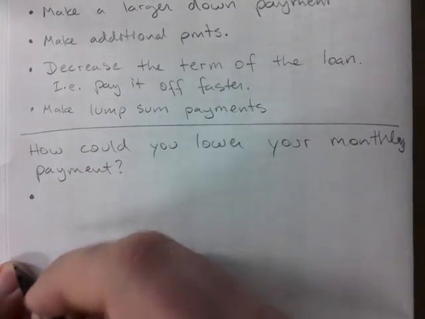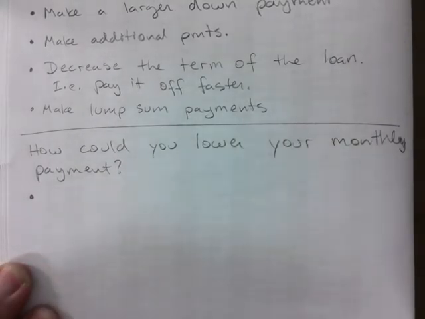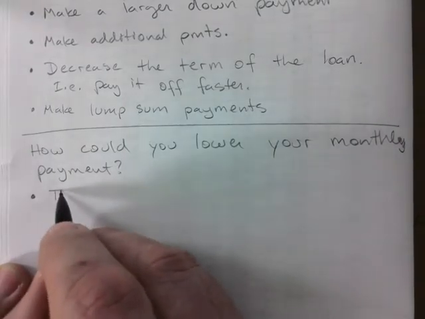Let's open it to the floor here. What do you think you could do to lower your monthly payment? Maybe feed off of what I just told you above. If it's a four-year loan, what could you do to make it a smaller payment? Not all at once. Make it a five-year loan, take longer to pay it off. That's what you wanted to say, right?